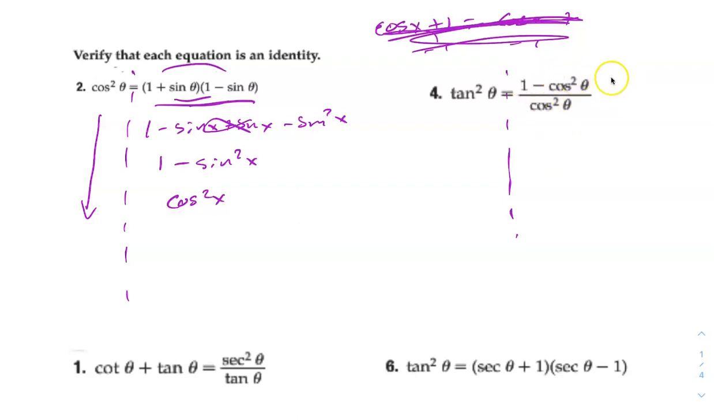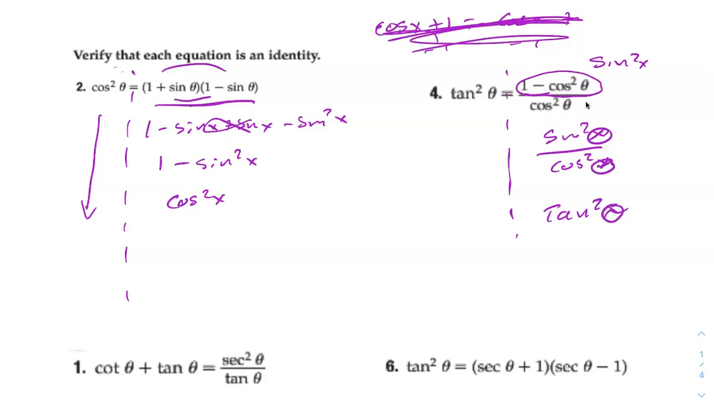1 over cosine squared minus cosine squared over cosine squared. Or, what's 1 minus cosine squared? Sine squared. So you can get sine squared x over cosine squared x. And sine squared over cosine squared is just tangent squared x. I guess this shouldn't be x, it should be theta. There we go. Just match the other side. There you go, and that's how you verify.